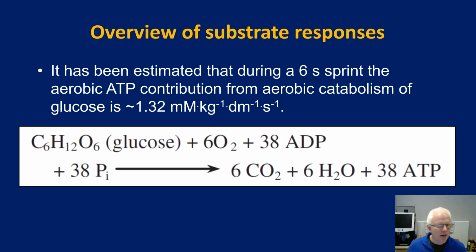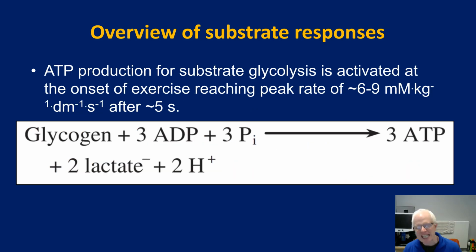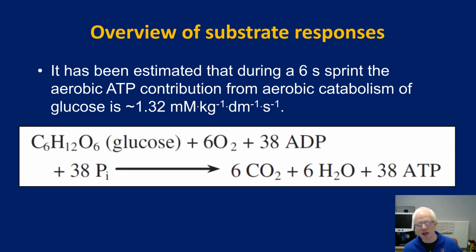But the rate at which you derive this is far, far slower. We've got a rate here of about 1.32 millimoles per kilogram per decimeter per second, compared to 6 to 9 millimoles. The difference there is substantial, isn't it? It's bordering on maybe one-ninth the rate at which you derive the energy anaerobically. And that is why, fundamentally, we see much, much slower running speeds or exercising speeds aerobically compared to anaerobically. You cannot derive the energy fast enough under aerobic conditions compared to anaerobic conditions. And so what we get is a very, very unique relationship.